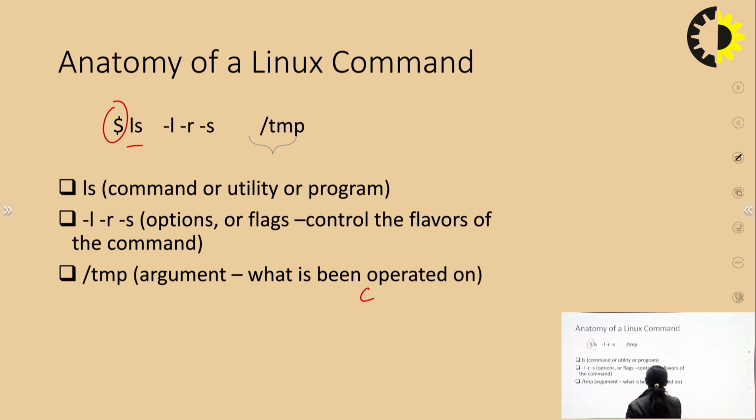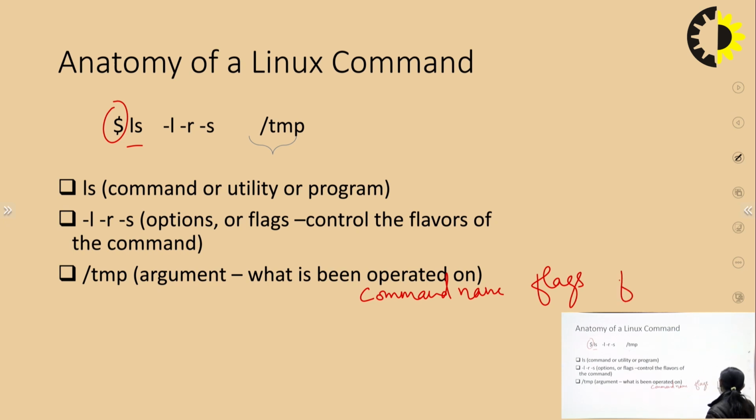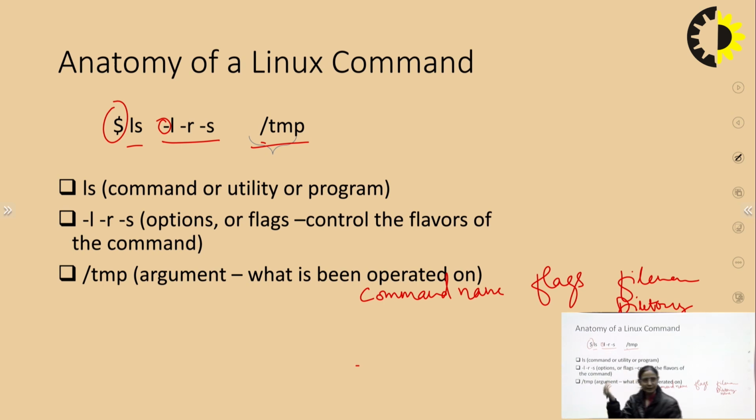So what is the anatomy? First you give the command name, then you give flags or options, and then the file name or directory name. So this is my command, this is the list of my flags or options, and this is my file name or directory name. How do you give the flags? You give the flags preceded by a hyphen. Here I have given 3 options or flags to my ls, that is l, r, s, and tmp is the directory which I want to work upon.